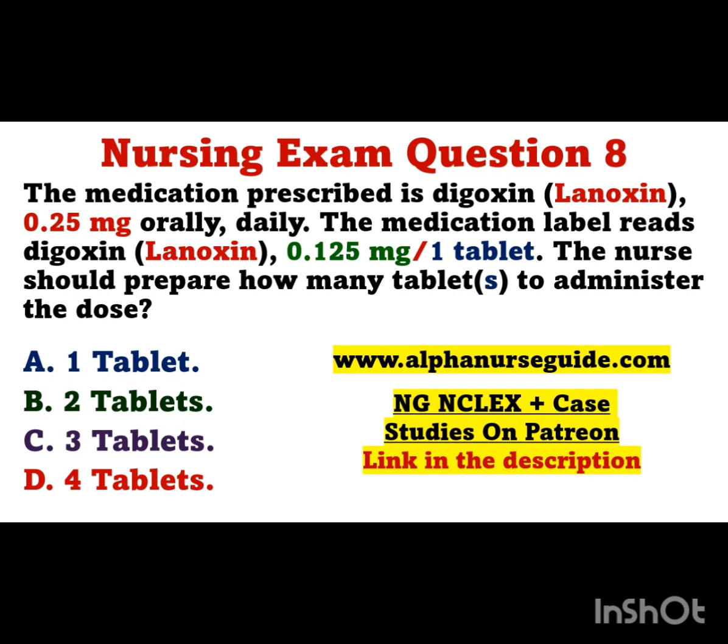The medication prescribed is digoxin, 0.25 milligrams orally, daily. The medication label reads digoxin, 0.125 milligrams per 1 tablet. The nurse should prepare how many tablets to administer the dose? A. 1 tablet. B. 2 tablets. C. 3 tablets. D. 4 tablets.